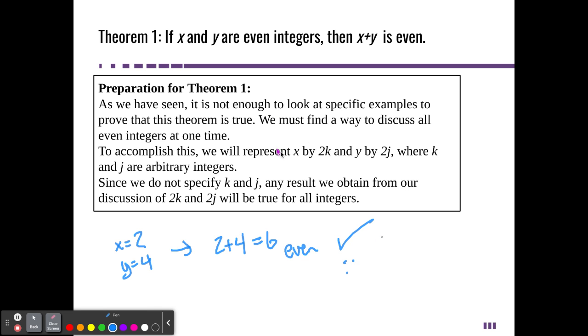To accomplish this, we want to represent x by 2k and y by 2j. That is just saying that no matter what we plug in using that definition, we know we're going to get an even number for both. Since we did not specify k and j, any result we obtain from the discussion of 2k will be true for all integers.